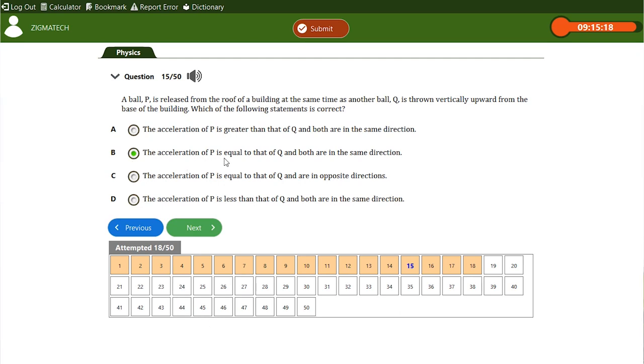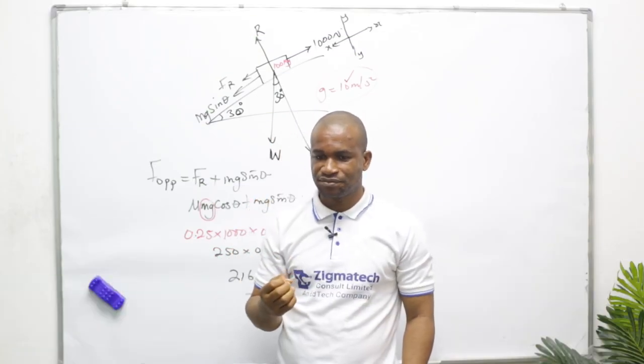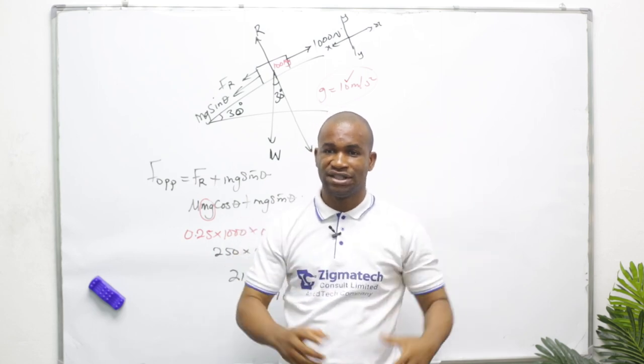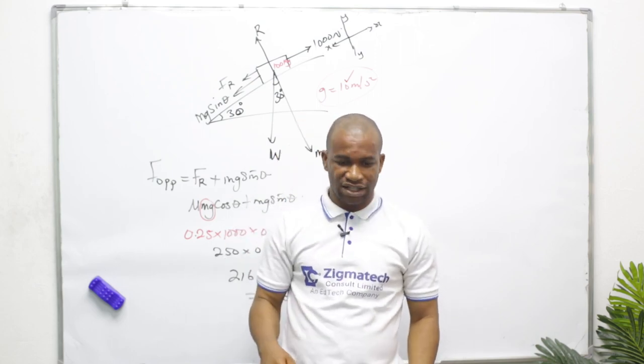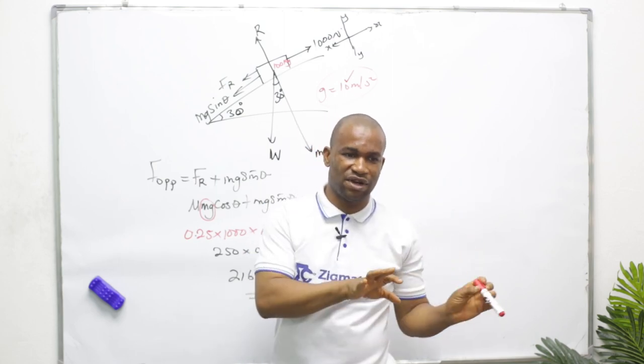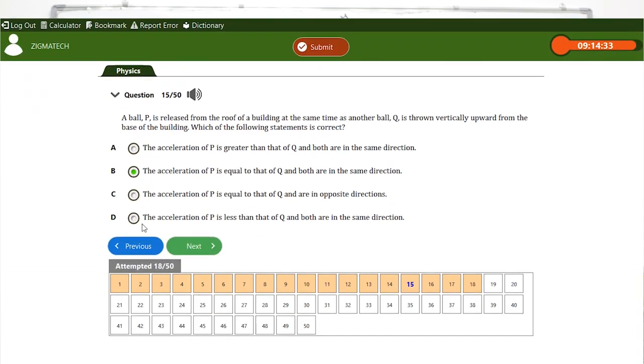The acceleration of P is equal to that of Q. Yes. And both are moving in the same direction. The option is good. Let's look at C. The acceleration of P is equal to that of Q and they are moving in opposite directions. The acceleration cannot move in opposite directions. I know when a body is thrown down, it is going with a positive g, and when a body is thrown up, it is going with a negative g. That does not mean the acceleration was moving up. Acceleration due to gravity is always acting to pull a body down. So they must move in the same direction. So option B is a better option.